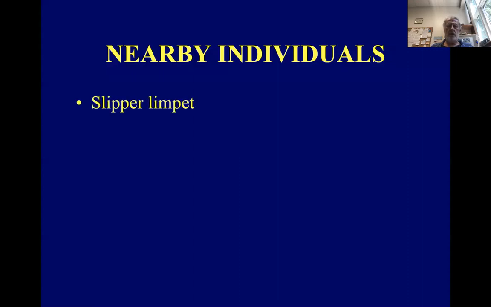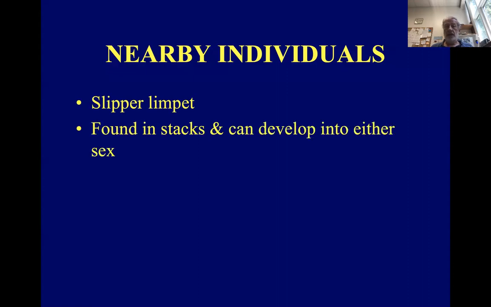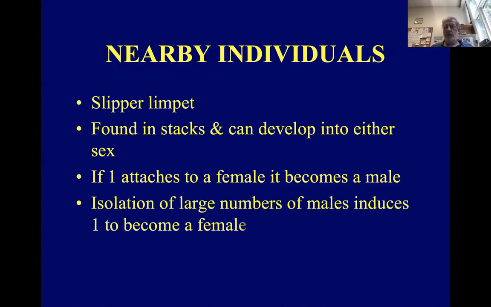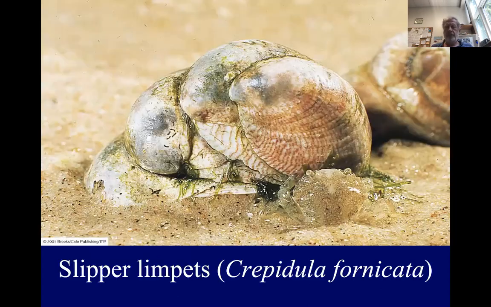The sex of nearby individuals is found in a little mollusk called a slipper limpet. They live in stacks, and they can develop into either males or females. But if one attaches to a female, it will develop into a male. Isolation from a large number of males causes one to become a female, and after it becomes a female, it does not change back into a male.